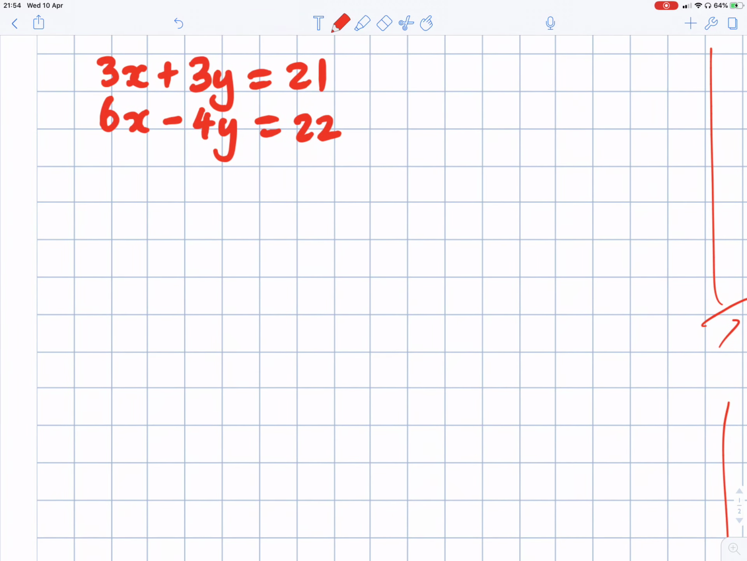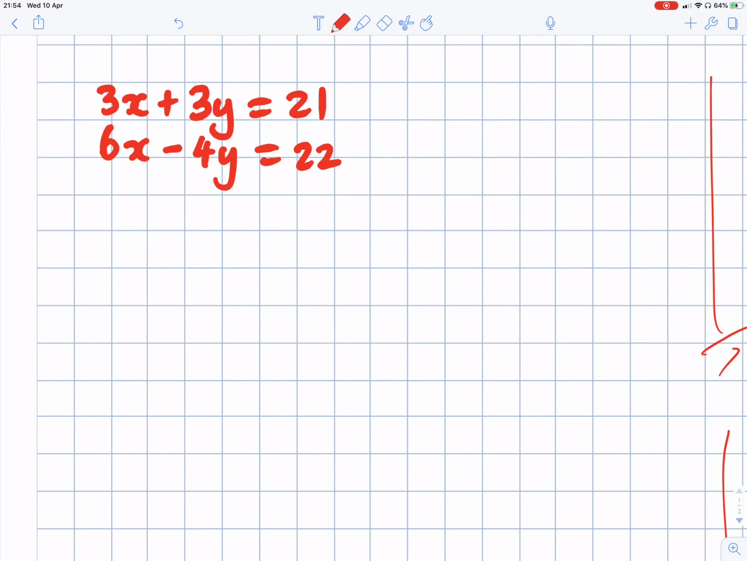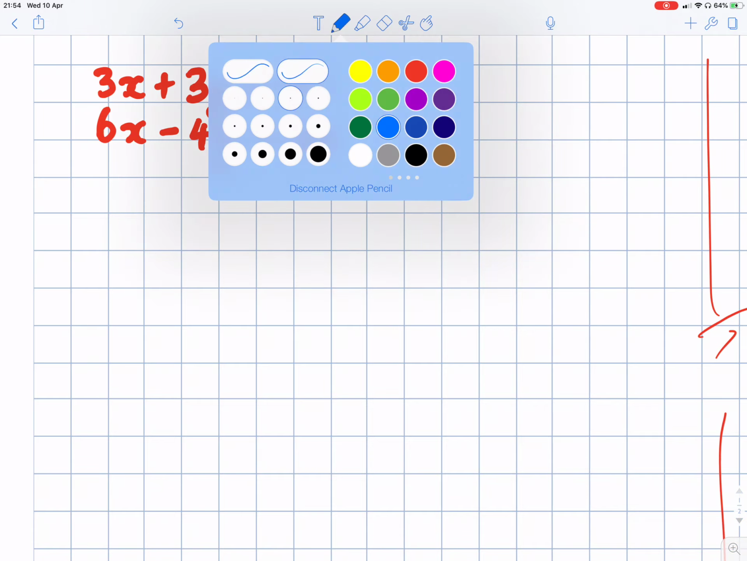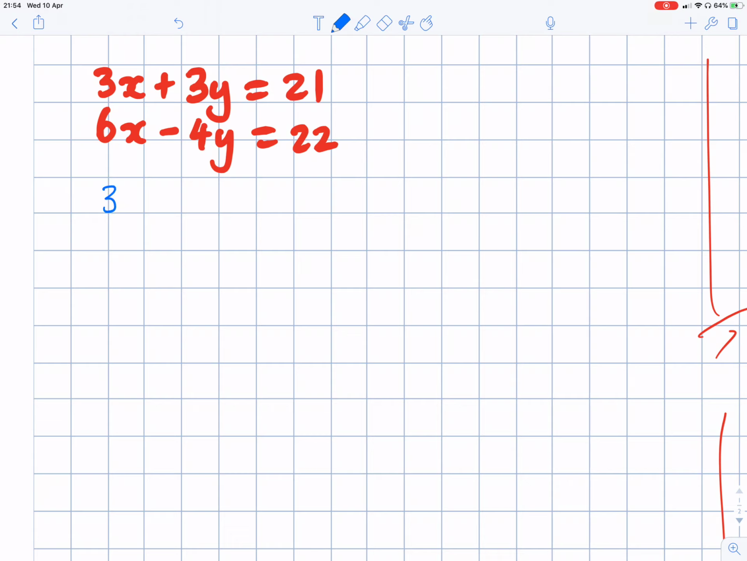Now let's start with this one. With this one, it looks a bit clunky, so what I'm gonna do is rewrite it again. Let's do 3x plus 3y equals 21, and 6x take away 4y is 22.